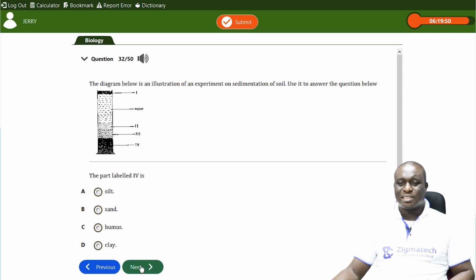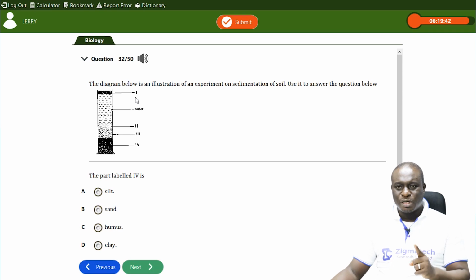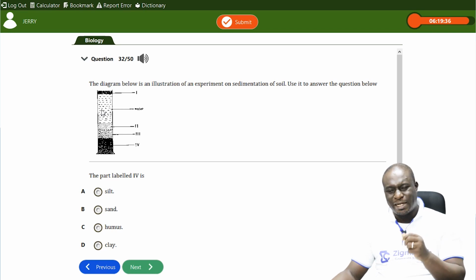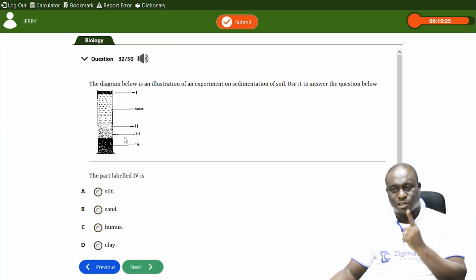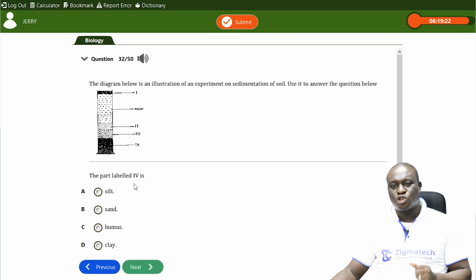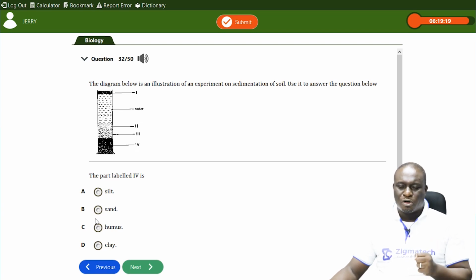Still on the same question, they asked about the part labeled 4. I just told you, Roman figure 1 is the organic matter or components that are found there. After that, you have water mixed with a little clay. And then Roman figure 2, you have clay, slight clay. And then Roman figure 3, you're supposed to see the silt soil. And then Roman figure 4 is what you have as sand. So our correct answer to this particular question is Roman figure 4, which is sand. Next question.